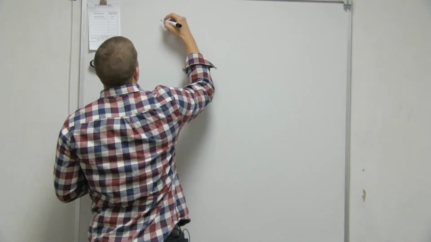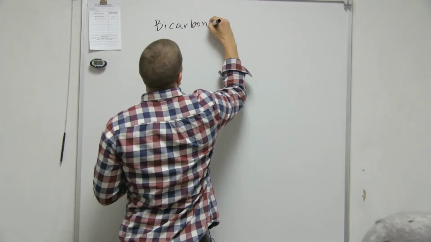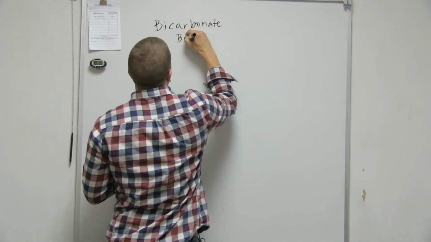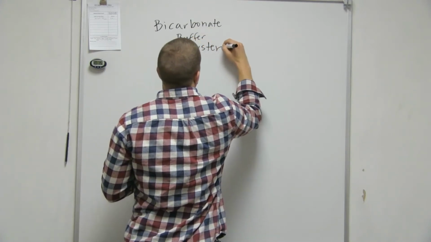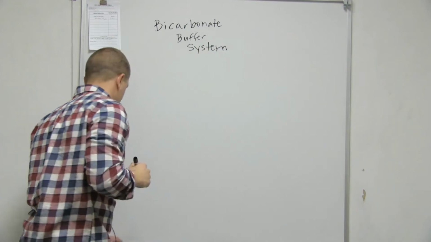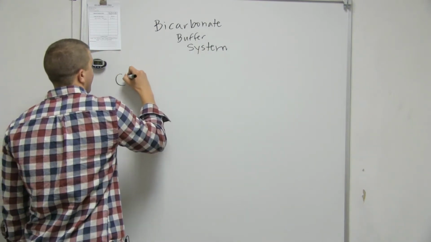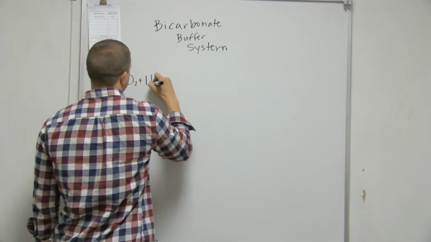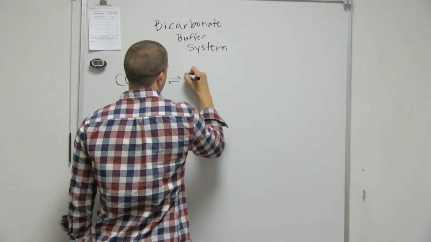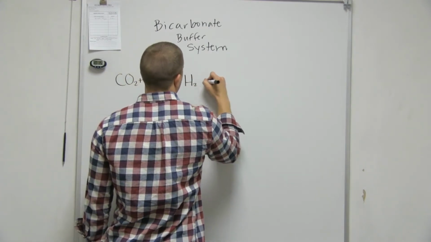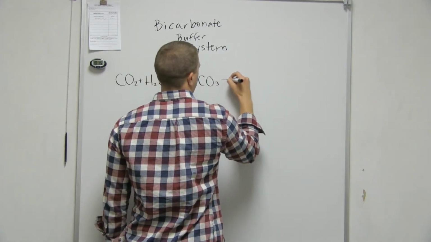The bicarbonate buffer system. Okay, do you remember the chemical equation for it? I know the middle one. There you go. That's the most important one. CO2 with hydrogen equals H2CO3. I had to do it backwards.